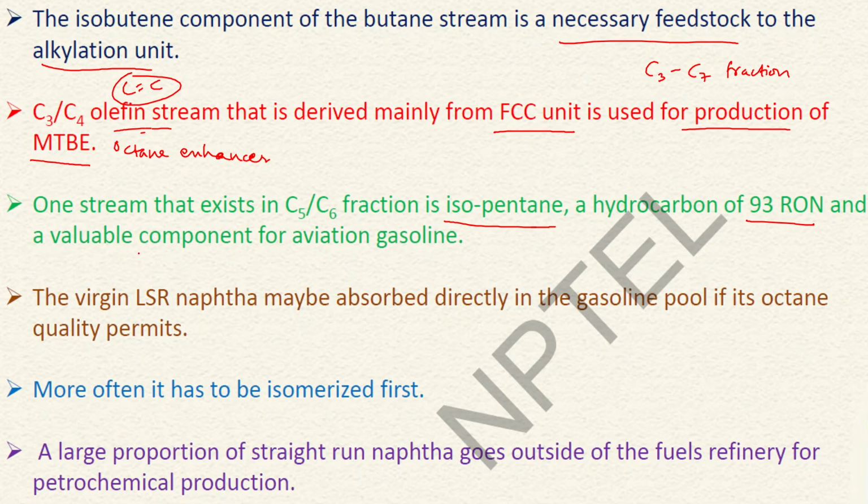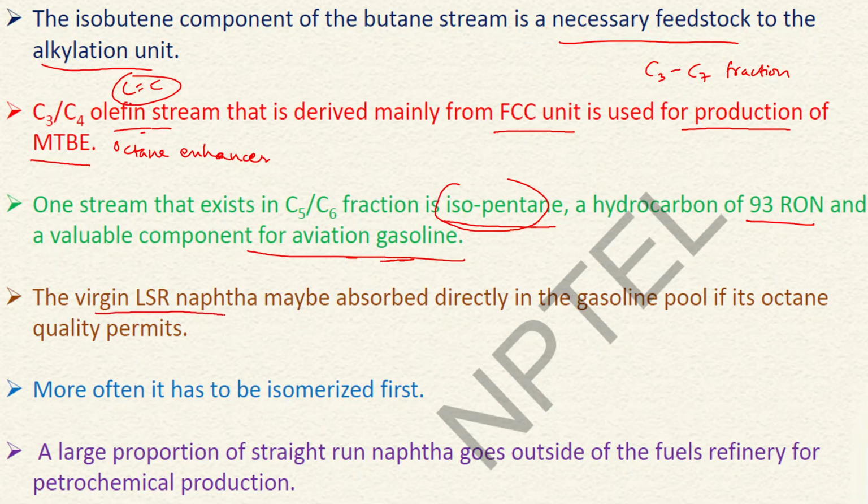and a valuable component, this acts as a valuable component for aviation gasoline. So if this isopentane is also there in the naphtha fraction, it can be used for blending in the aviation gasoline.